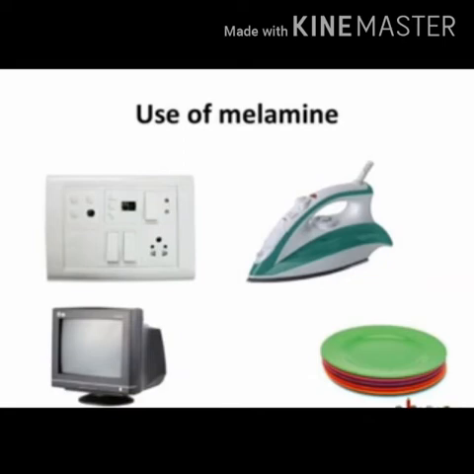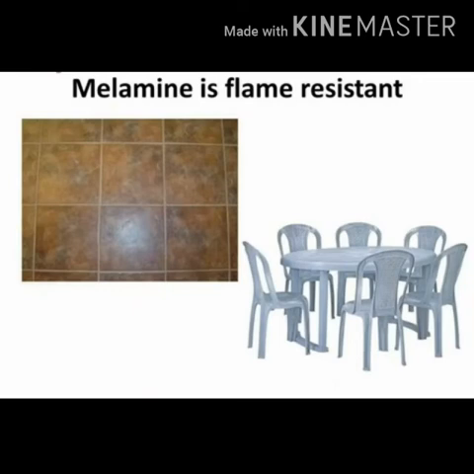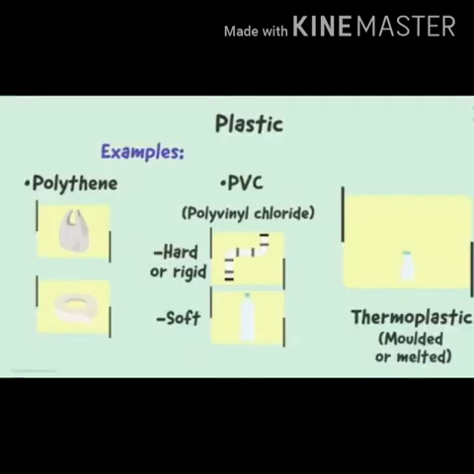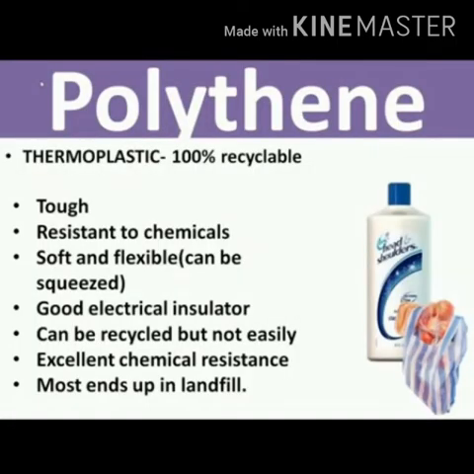plugs and the covers of iron boxes and television boxes. And melamine is flame resistant, so it is used in floors and furniture also. Thermoplastics can be molded or melted. Two types are there, polythene and PVC, polyvinyl chloride.